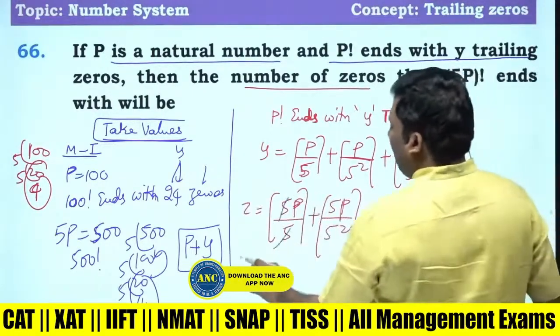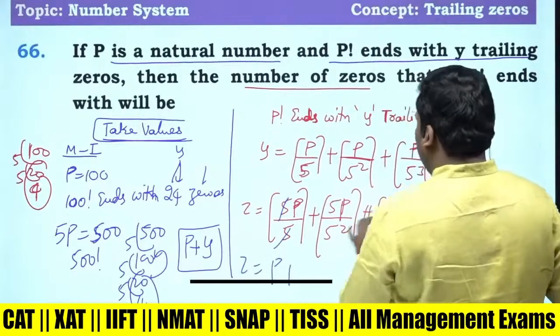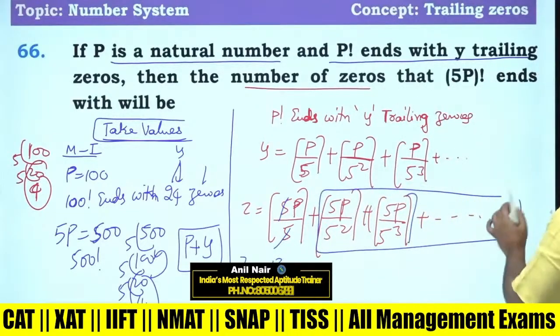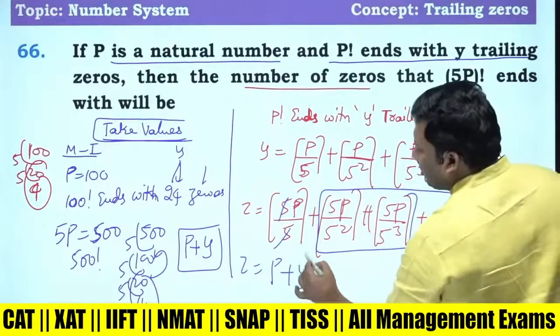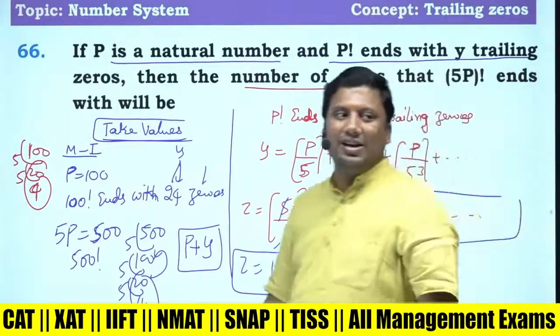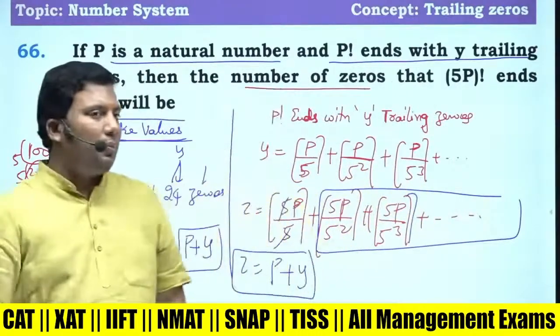5P by 5 is P. 5P by 25 is P by 5. P by 25, and so on. So the answer is Z equivalent to P plus 5. Very, very easy question. Z equivalent to P plus 5.